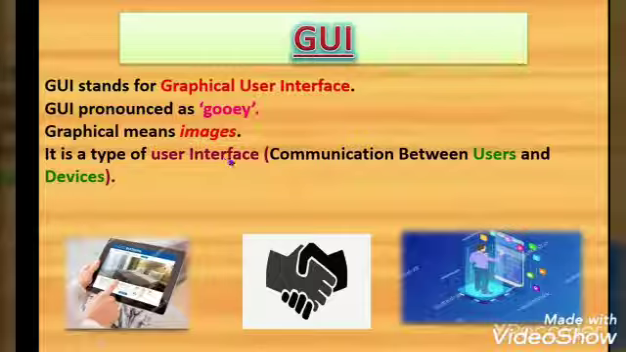The next one is interface. What is interface? Interface means to make a connection between two corners. The first corner is the user and the other corner is the device, whatever device we use, like a computer or desktop. So GUI means graphical communication between user and devices through images.